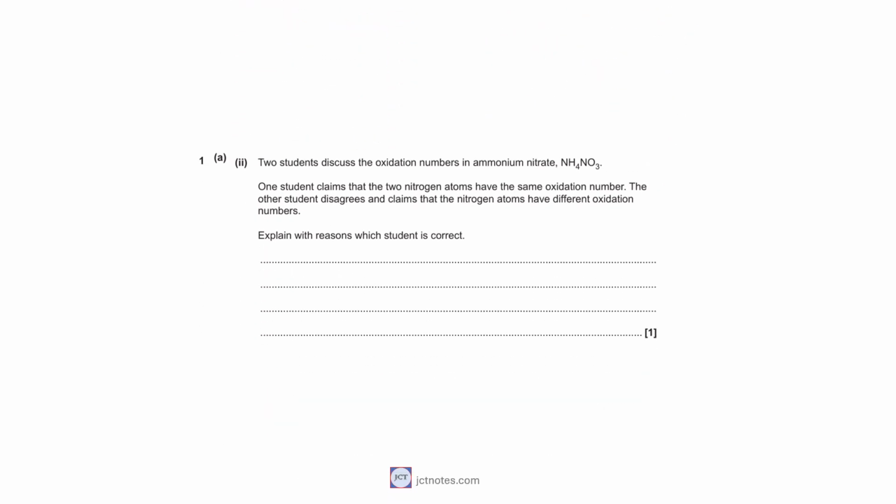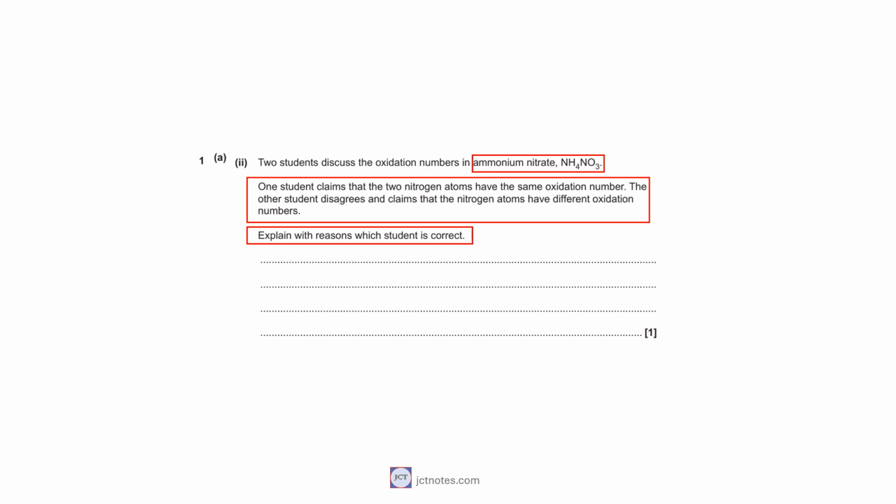In the second question of Part A, of Question 1, we have that two students discuss the oxidation numbers in ammonium nitrate. One student claims that the two nitrogen atoms have the same oxidation number. The other student disagrees and claims that the nitrogen atoms have different oxidation numbers. We are asked to explain, with reasons, which student is correct.